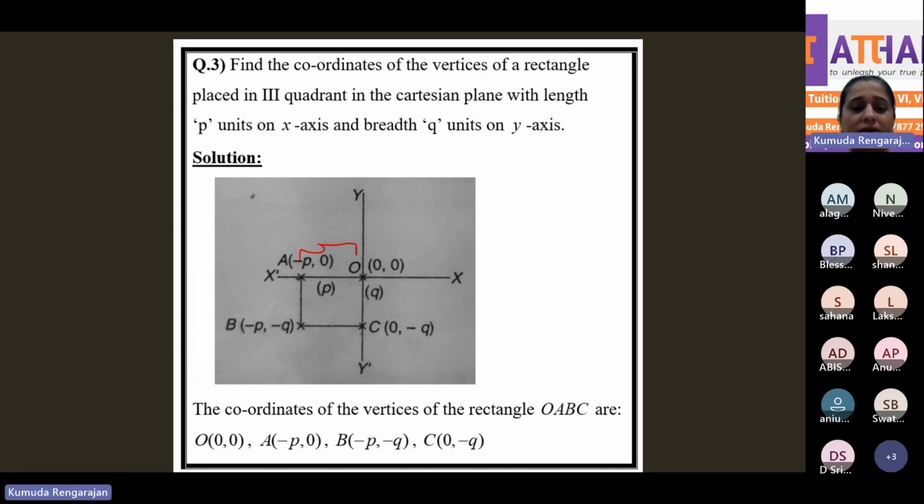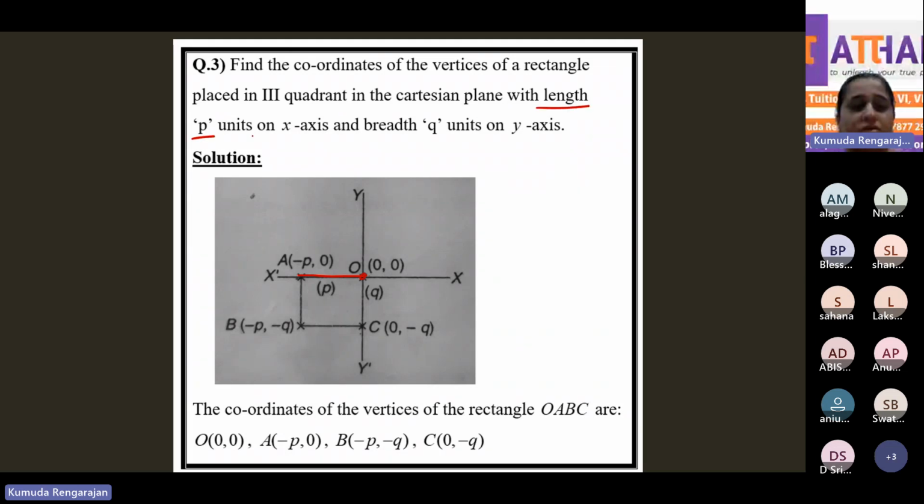P units can be like this or like this from the origin. But it cannot be this P units, because then the rectangle will be here, or it may be here, but that's in the third quadrant. So it has to be P units like this. This is P units from the origin.